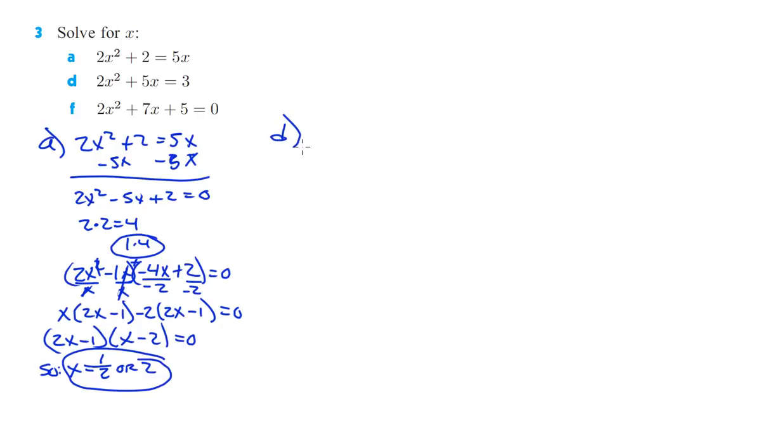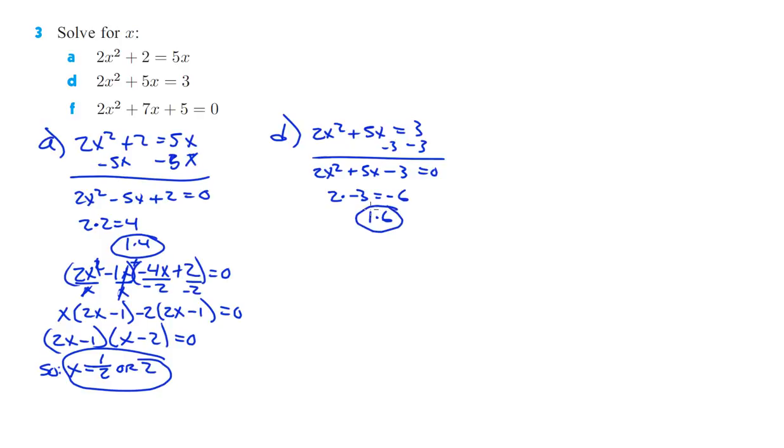All right. D, we get 2x squared plus 5x equals 3. Let's move the 3 to this side over here, and we get 2x squared plus 5x minus 3 equals 0. There's no common factors of any of those, so I'm just going to go 2 times negative 3 gives me negative 6. So I need to find the factors of 6 that have a difference of 5. So that's going to be 1 and 6 have a difference of 5.